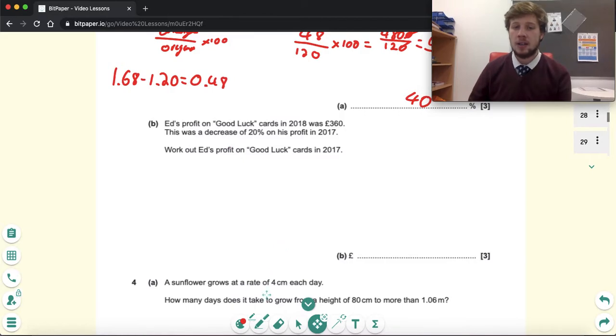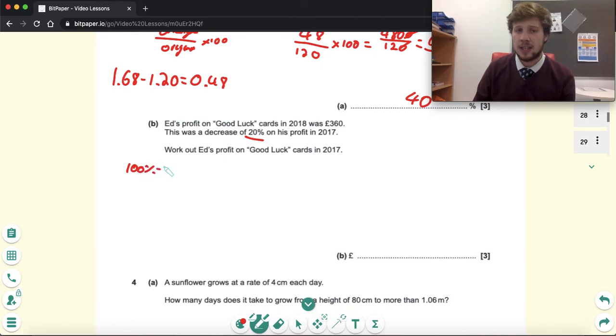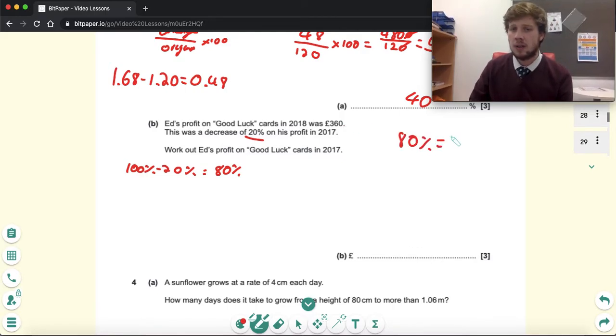For part B, Ed has a good luck card, which in 2018 was £360. This was a decrease of 20% of his profit in 2017. So in 2018 it was 360 and that was a decrease of 20%. So 100% take away 20% is 80%. So therefore my amount is only worth 80%. So I'd work out 10% by dividing by 8. And then to get to 100%, which is what I need, I would multiply by 10.